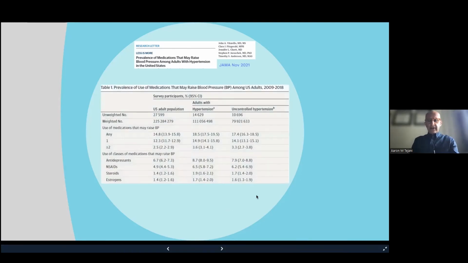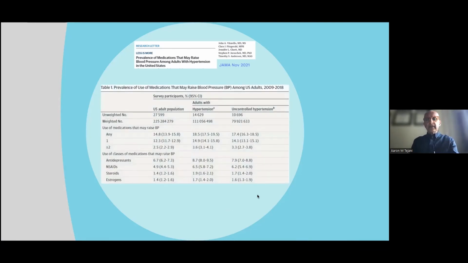And then this paper I didn't come across because I was doing some work around or thinking around prescribing cascades. But when I read it, I realized that it is kind of the same thing that they're getting at, and potentially a prescribing cascade. So this was published in 2021, and they looked at the prevalence of medications that may raise blood pressure among adults with hypertension in the United States. And they looked at the number of people that are on drugs that could raise their blood pressure. And here's what they found.